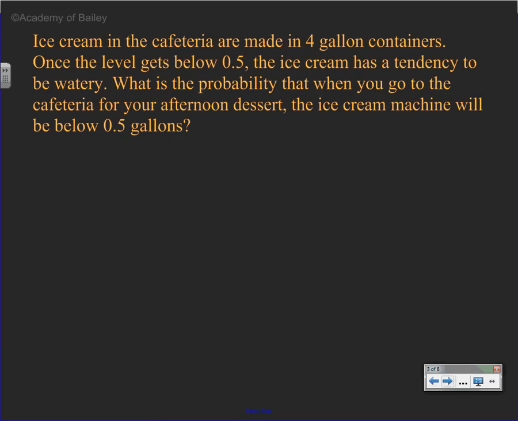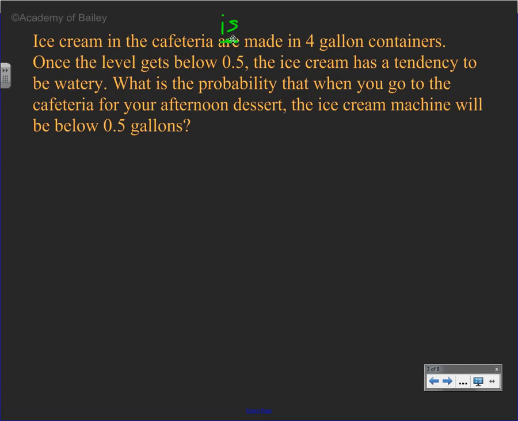So this problem says ice cream in the cafeteria is made in 4-gallon containers. Once the level gets below 0.5 gallons, the ice cream has a tendency to be watery. What is the probability that when you go to the cafeteria for your afternoon dessert, the ice cream machine will be below 0.5 gallons?